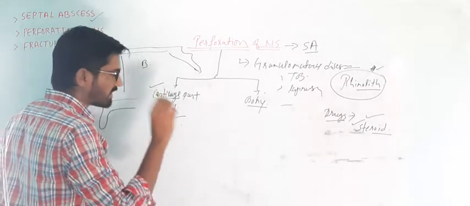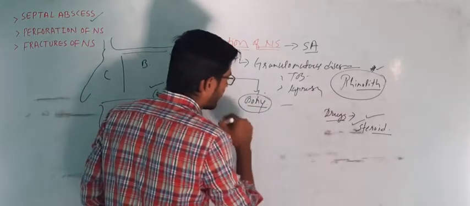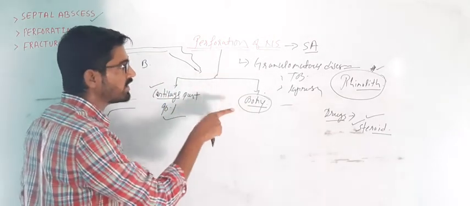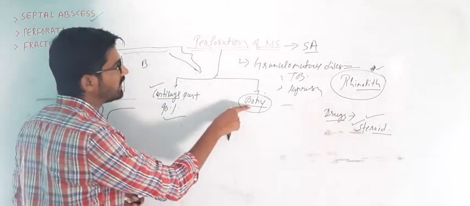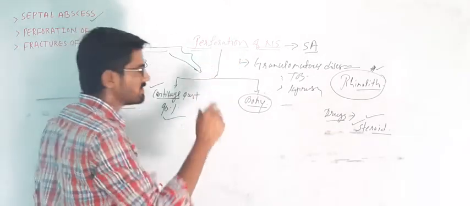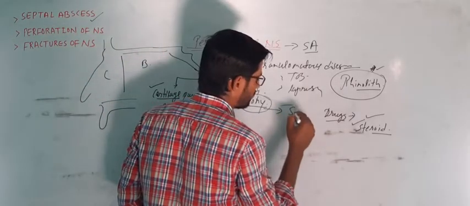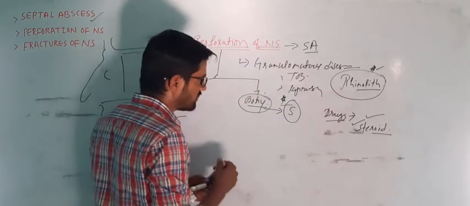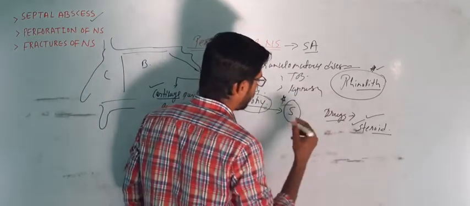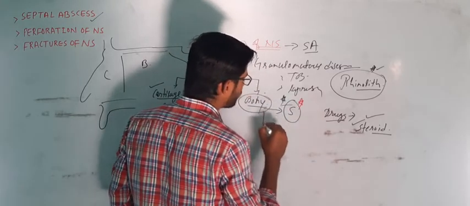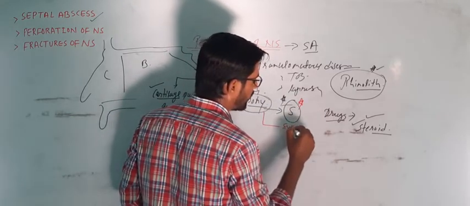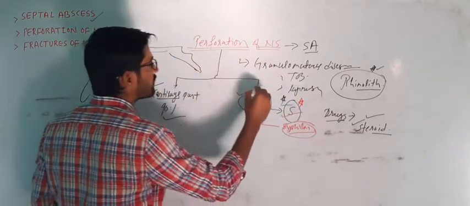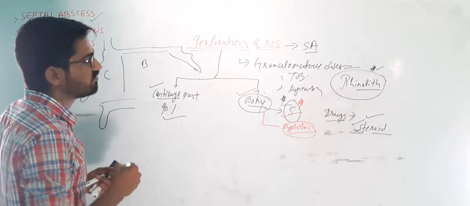But the examiner will ask one question: tell me the condition in which bony perforation of the nasal septum is seen. That is syphilis. Make a note on this. It's a very important MCQ. In the case of syphilis only, this bony perforation we can see.